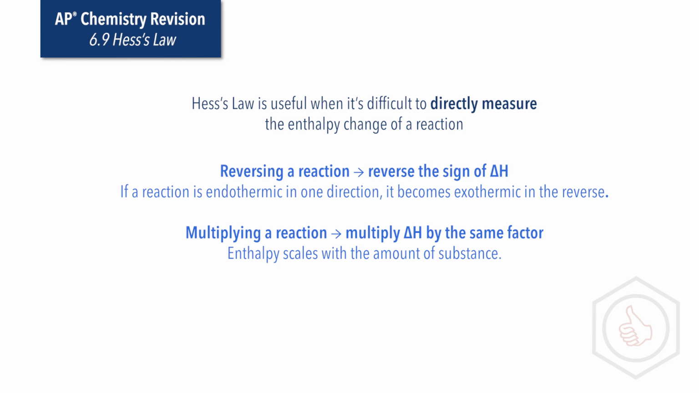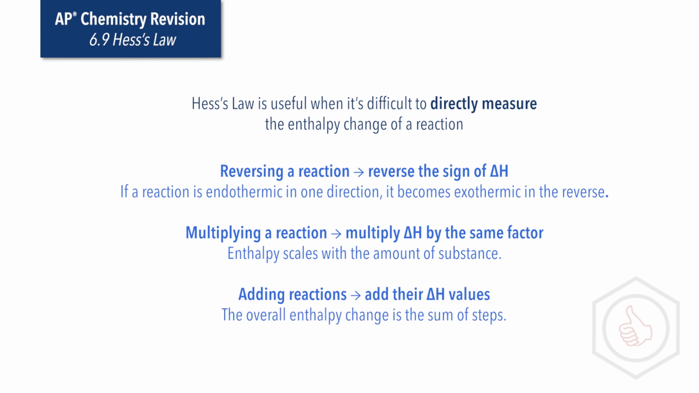When adding reactions together, we add the enthalpy change for each reaction. So the overall enthalpy change is the sum of each individual step. For example, if A going to form B has an enthalpy change of positive 50 kilojoules per mole, and B going to form C has an enthalpy change of minus 20 kilojoules per mole, then overall, if A reacts to form C, the enthalpy change will be positive 30 kilojoules per mole. We're adding the two enthalpy changes together, so positive 50 plus minus 20, to give positive 30 overall.